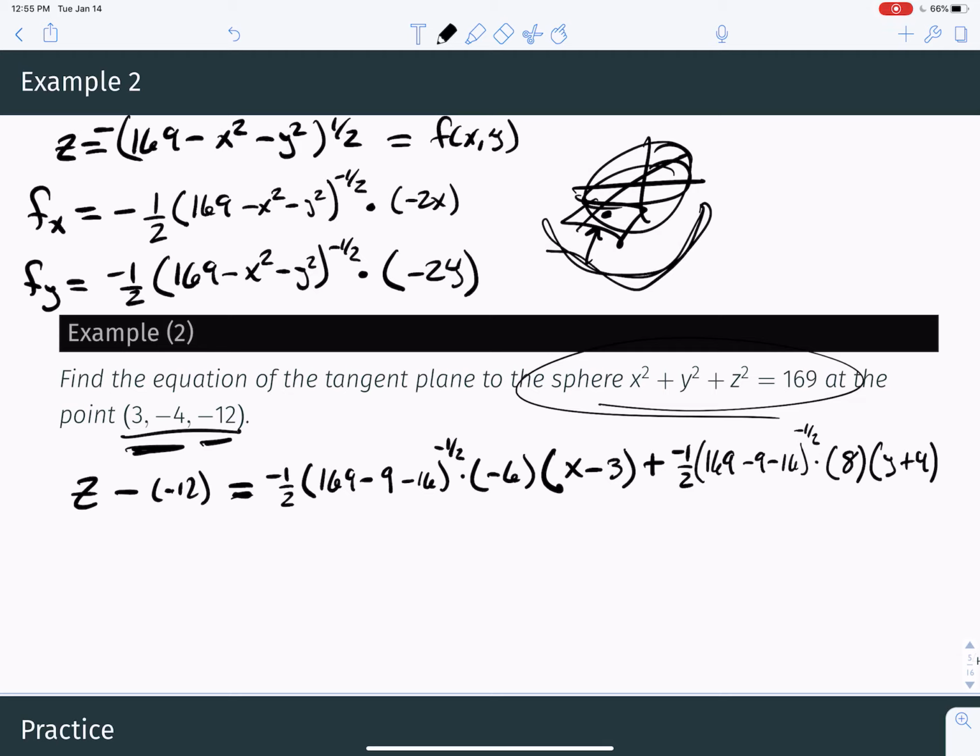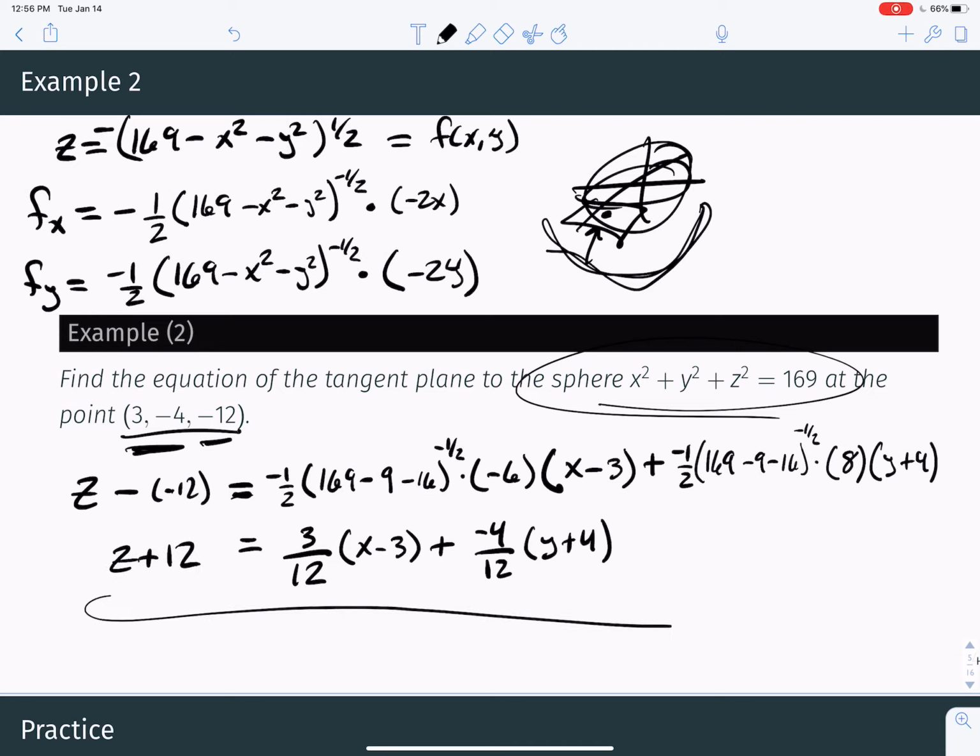And you can probably simplify this down quite a bit. Negative 6 times 1/2 is 3, and this inside is 144. The square root of 144 is 12, so there's a 12 in the denominator. And then the other one becomes, I think, negative 4/12, y plus 4. So there you go. There's the tangent plane equation for the sphere at that point.